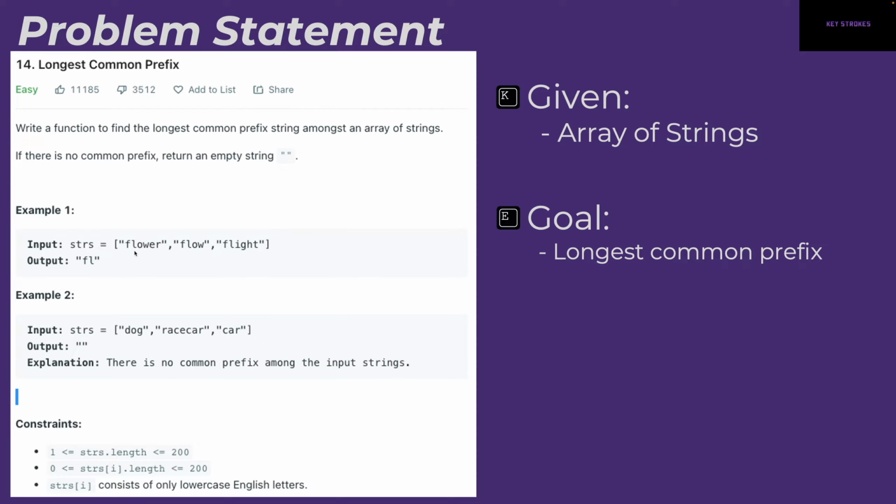In the first example of LeetCode, the array of strings are flower, flow, and flight. And we can see that all the three strings have FL as the longest prefix that's common amongst all the strings. So FL becomes our longest common prefix. Now in the second example, the list of strings is dog, racecar, and car. And by looking at the first character itself, they don't match. So they don't have any common prefix, and hence the answer is an empty string.